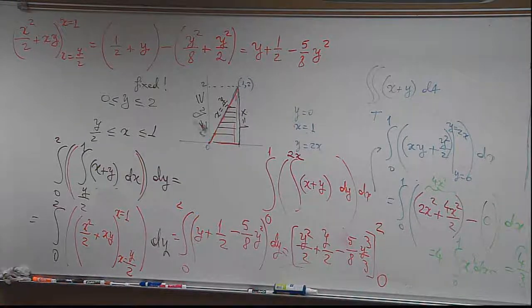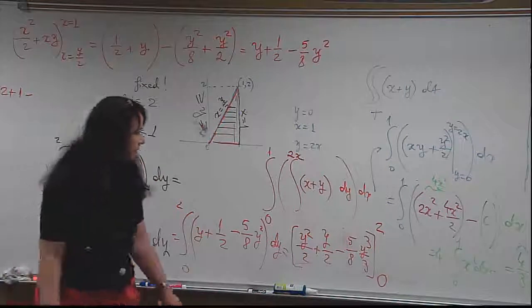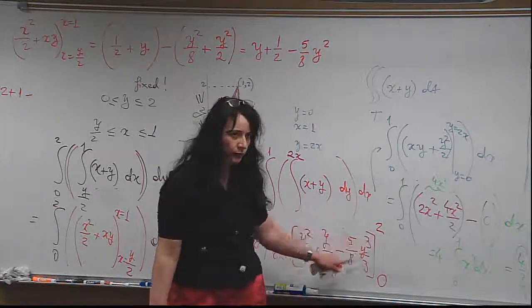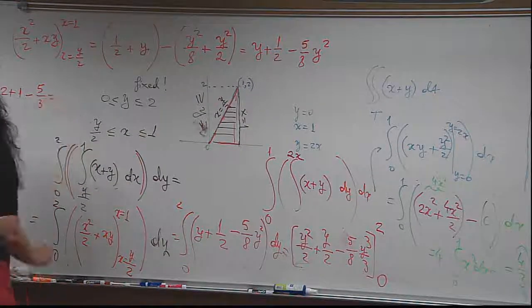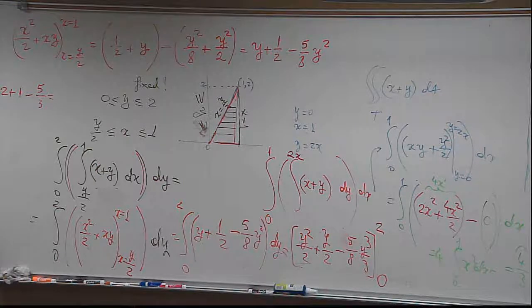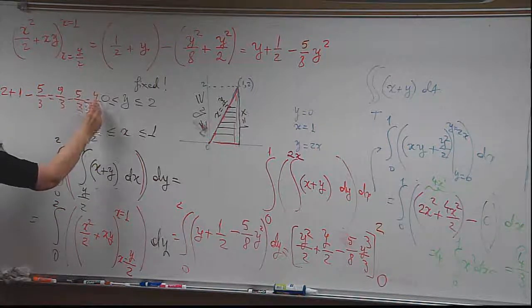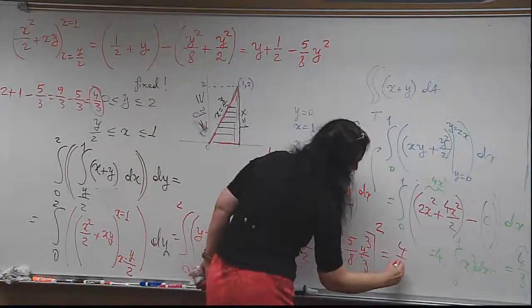So what do I get? 4 over 2 is a 2, plus 2 over 2 is a 1, minus 2 cubed, thank God, that's 8. 8 simplifies with 8. Minus 5/3. So I got 9/3 minus 5/3, and I did it carefully. I did a good job. I got the same thing, 4/3.